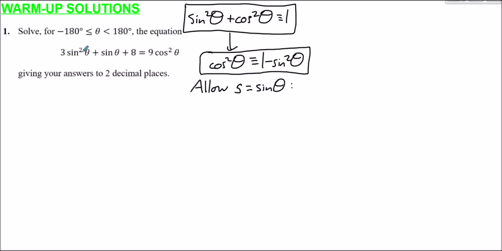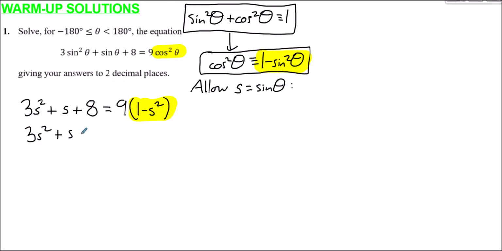What we have now, 3 sine squared theta becomes 3s squared. Sine theta I can just write as s, and plus 8. Now I can replace the cos squared with 1 minus sine squared. But of course, if I allow s to be sine theta, I can just write 1 minus s squared. So if we expand these brackets, we get 3s squared plus s plus 8 equals 9 minus 9s squared.